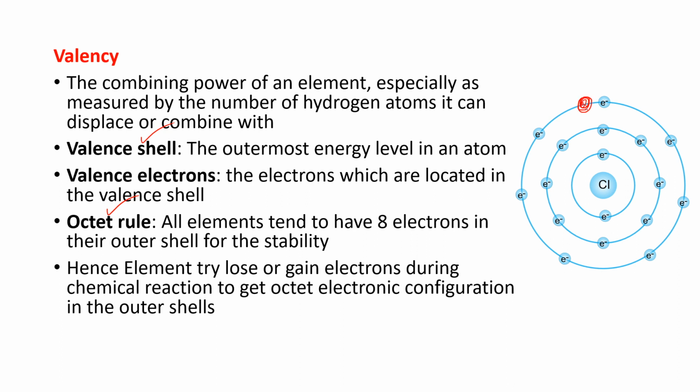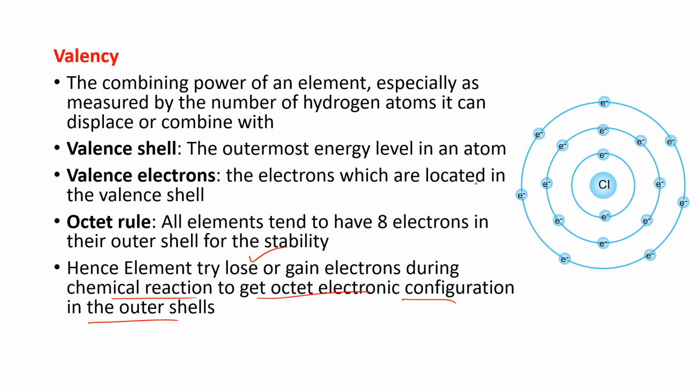Hence this chlorine is going to take one electron from sodium. Now it will get 8 electrons in the outermost shell. So now it has 8 valence electrons, and it is known as stable. The stability of an atom is completely based on the octet rule. Each and every atom follows this rule except helium. Hence the elements try to lose or gain electrons during chemical reactions to get the octet electronic configuration in the outermost shell. In the last lesson we also discussed electronic configuration, meaning the distribution of electrons in the shells, subshells and orbitals.